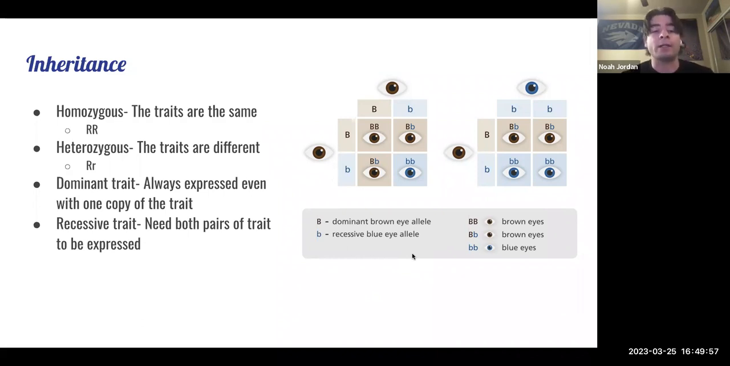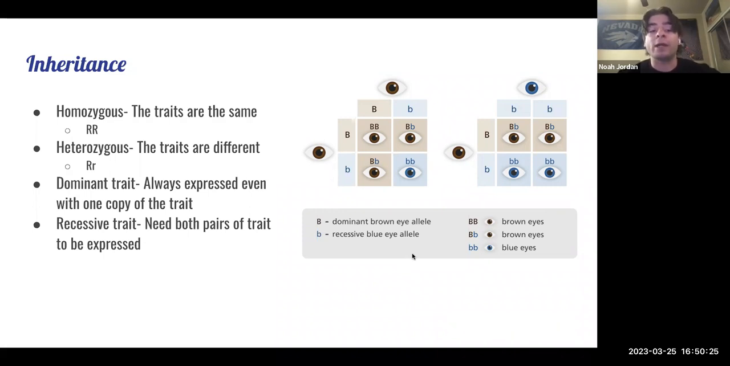Then we have the dominant trait. Dominant traits are always expressed, even with one copy of the trait. As you can see with the example again, the dominant trait is always expressed even if there is the recessive trait. So for instance, in this one, the dominant trait is the uppercase B, which produces brown eyes. So even though in two of the boxes there's an uppercase and lowercase b, because it has the uppercase B, it will always be expressed. So the brown eyes will be expressed and not the blue eyes.